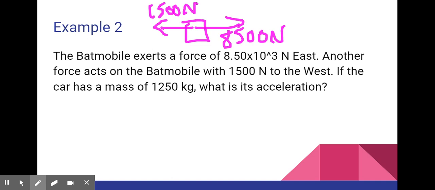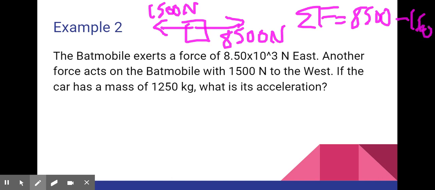And so drawing this picture is going to help you see the directions that things are going in, so you can see if you need to add or subtract these. Because remember, again, forces are vectors. So to find my net force, my two forces are going in opposite directions, so I'm going to need to subtract them. My net force is going to be equal to 8,500 minus 1,500, which is 7,000. So my net force is 7,000.